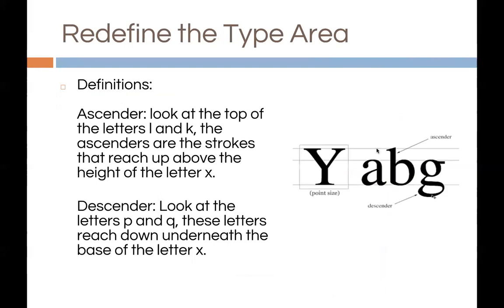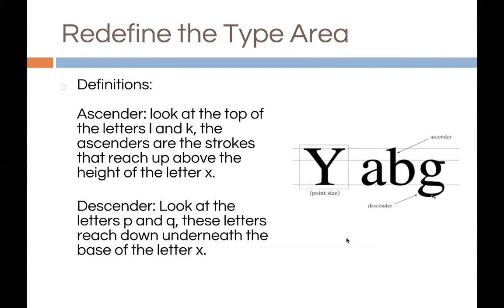You know, ascenders, those are the top part of your font that go kind of above that line. Look at the top of the letters, especially L's, K's, the letter B. The ascenders are the strokes that reach up above the height of the letter X, which is your X height. And then look at your descenders, which go below the line. Those are your P's, your Q's, your G. These letters reach down beneath the base of the letter X. What this means is make sure the tops of your ascenders are not running into the bottoms of your descenders. Make sure you have enough space between your lines.